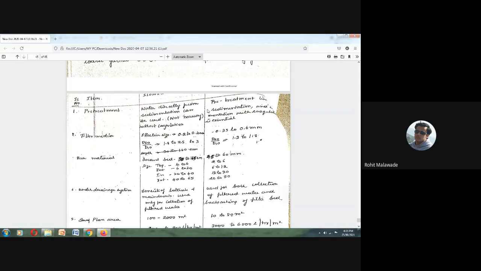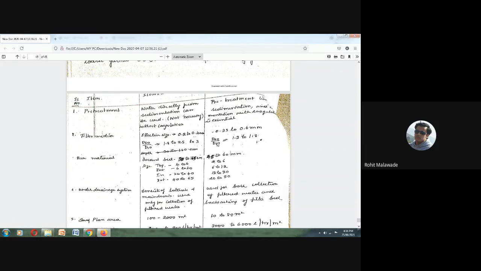Now we will see what kind of pre-treatment is going to be required in case of your rapid sand filter. As you know, the pore space in the rapid sand filter is large. In case of your rapid sand filter, we are going to send it with coagulation and sedimentation. Why? We are going to have a large amount of pore space between the particles in the rapid sand filter.